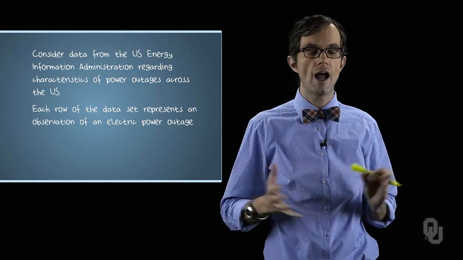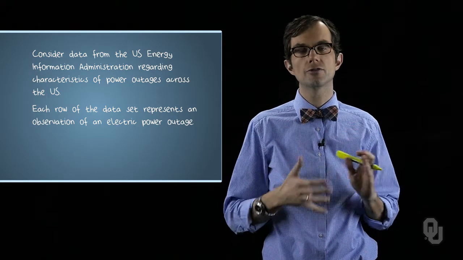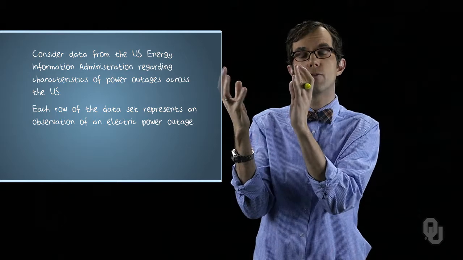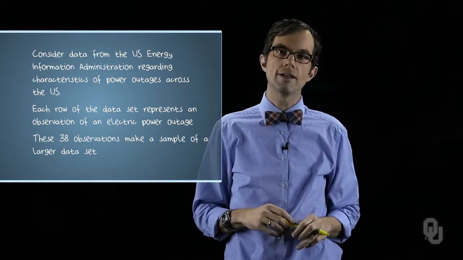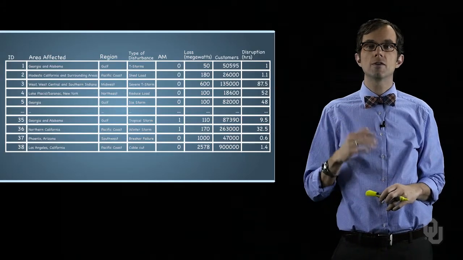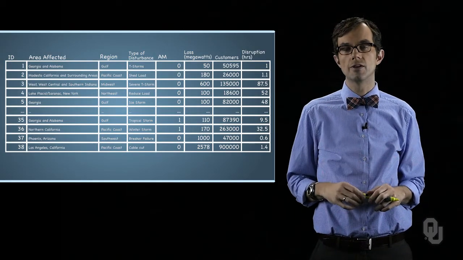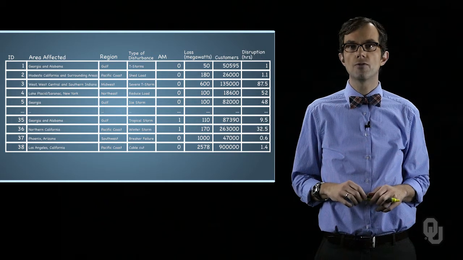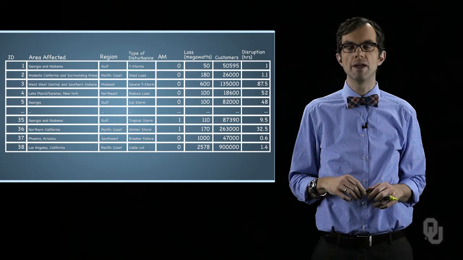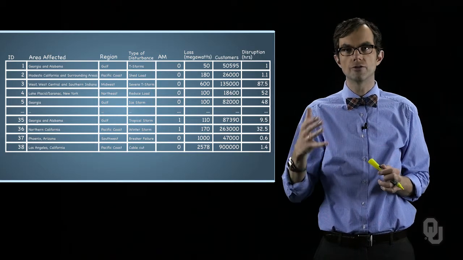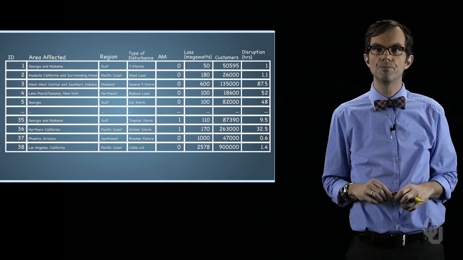So these outages are collected all over the country for several years, and we've just collected a sample from that population, and that sample size is 38. So let's just take a look at some of the columns that we can collect from these data. The first column is just an ID value that I made up myself. So that's really not meaningful in any way other than to describe each of the outages.